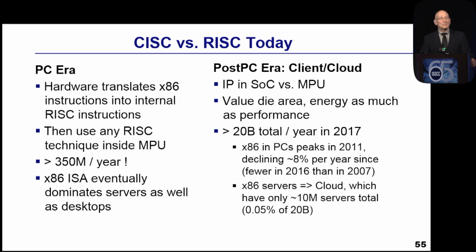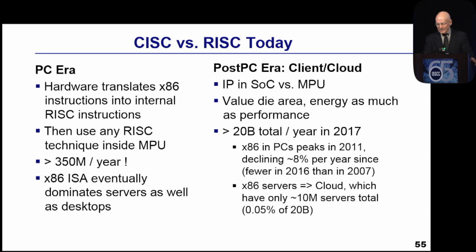So what's happened in this post-PC era is now there are more than 20 billion microprocessors every year, and the x86 hasn't penetrated most of that market. It peaked in about 2011. It's been declining about 8% a year ever since. In fact, they sold fewer of them a couple years ago than they did in 2007. x86 servers are dominating the cloud, but the cloud's not that big in terms of the number of chips. The chips are expensive, but there are not that many.